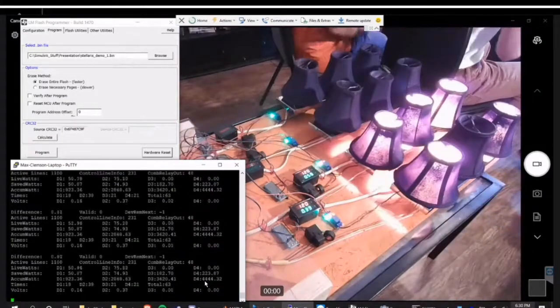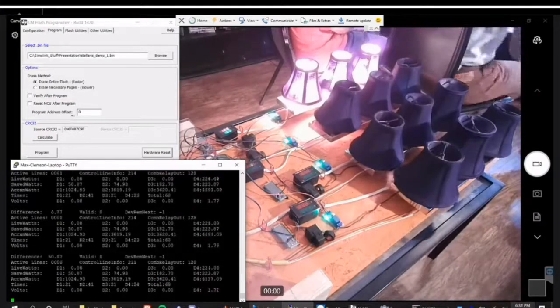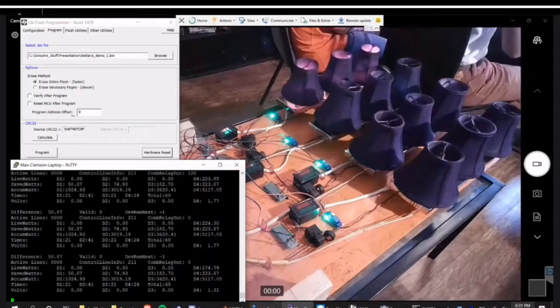Now device 4 is at 4444 watt seconds. So right now it passed its goal. Its goal was 5,000 watt seconds. It's now past that goal, and so it will recalculate the knapsack algorithm.